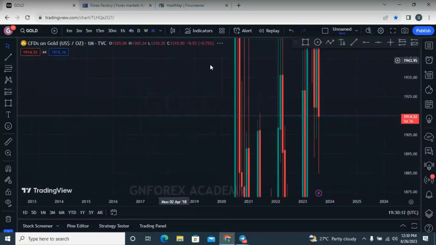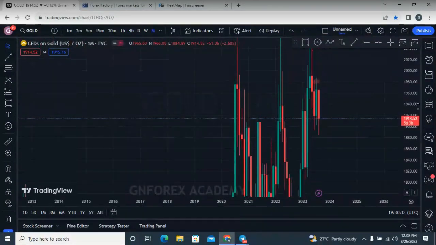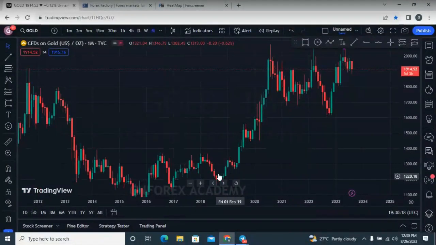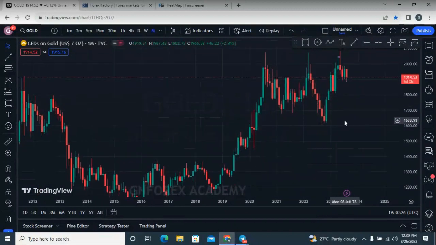I'll check the monthly. I won't waste my time, just a quick review. I will check my monthly to confirm if the monthly is still an uptrend. Okay, monthly is still the uptrend. So this week now is the last trading week in the month of August 2023. I will write that one down.